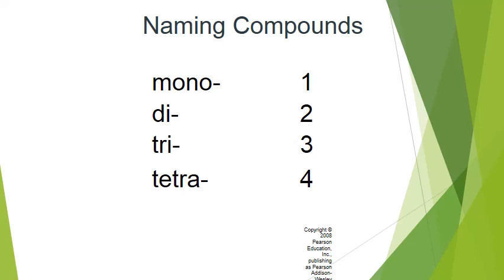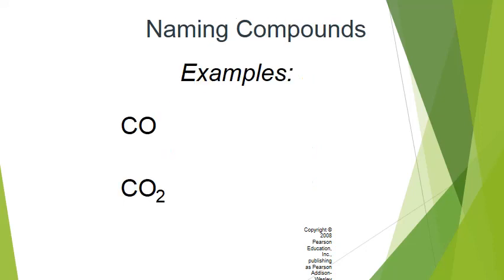And then if there are little subscripts, quite often you'll add a little prefix. So when there's a 1, which is usually just not even written, it's just understood, it's mono. When it's 2 it's di, 3 is tri, 4 is tetra. So for example, here's carbon and oxygen. So we say carbon, and normally you would say oxide, right? But we understand there's actually a 1 down here, and that gives us carbon monoxide.